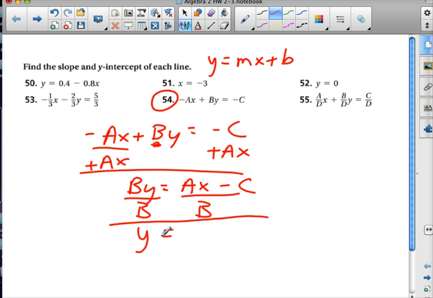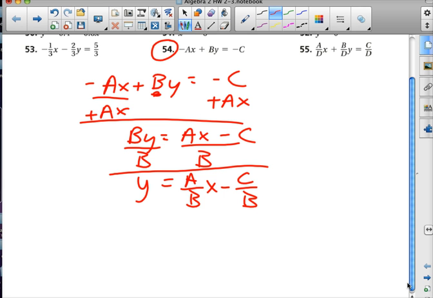And then, since I can't actually do the division here, and I want this in that slope-intercept form, what I'm going to do is write it as a over b x minus c over b, so that I can answer the question, which was, what's the slope and what's the y-intercept of each line? And since I now have those separated, I can see what they are.